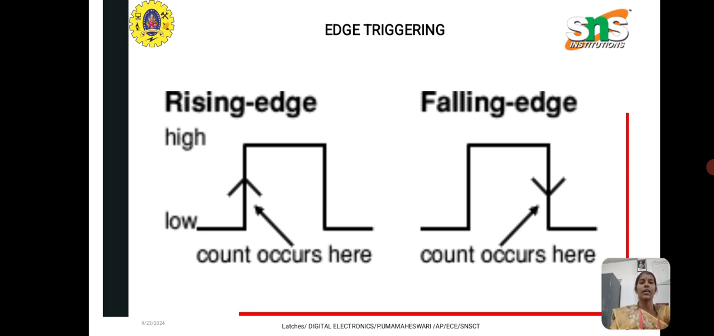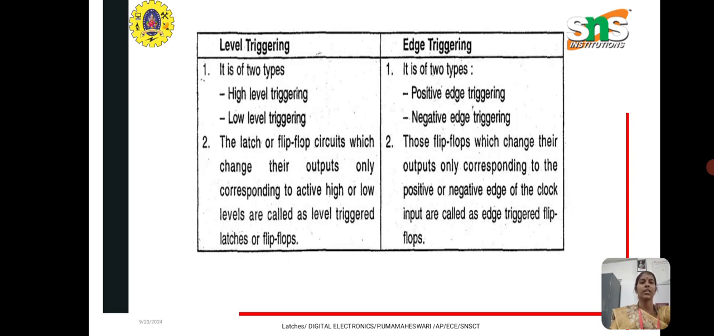The circuit will be in a stable state when it is at the high position, and when it goes from high to low, that is called a falling edge. That is edge triggering. Here we will see the difference between level triggering and edge triggering. Level triggering is of two types, high level triggering and low level triggering. Edge triggering is also of two types, positive edge triggering and negative edge triggering.